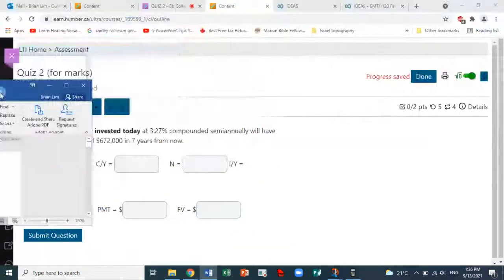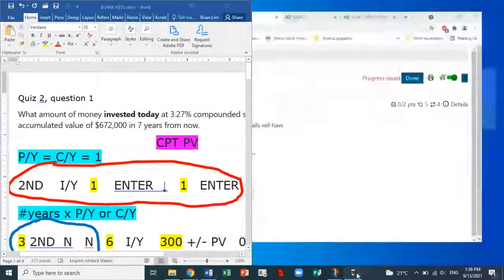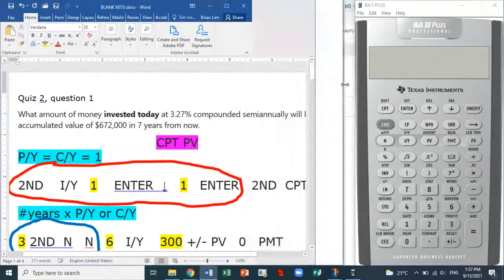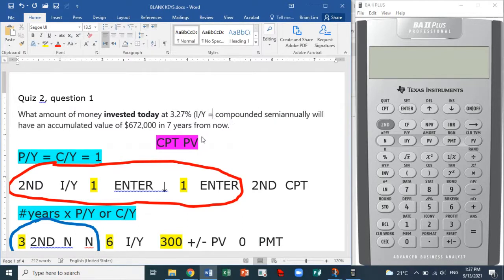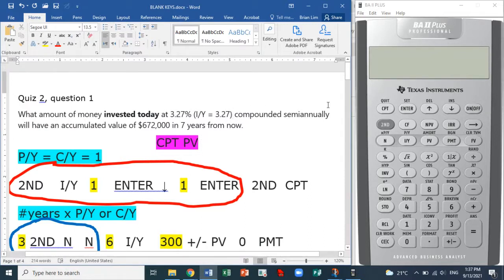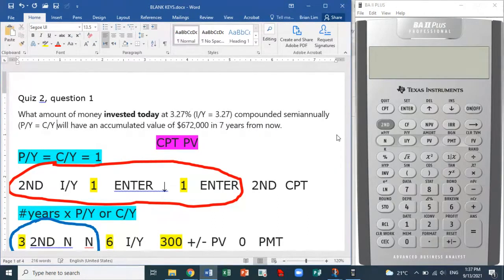Now let's move things around a little bit so we can see the calculator. What amount of money invested today? That means we need to compute the present value. 3.27%, that would be the IY value equal to 3.27. Compounded semi-annually, so that would mean that PY is equal to CY is equal to 2.